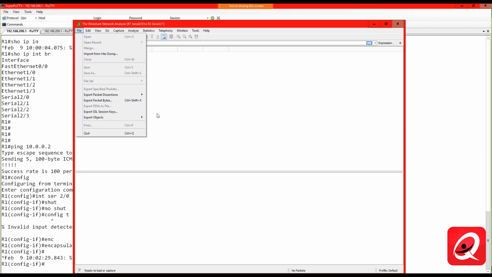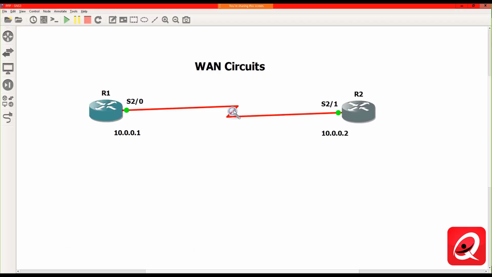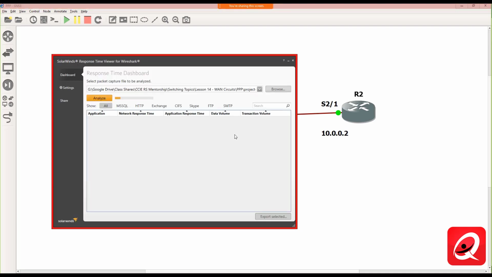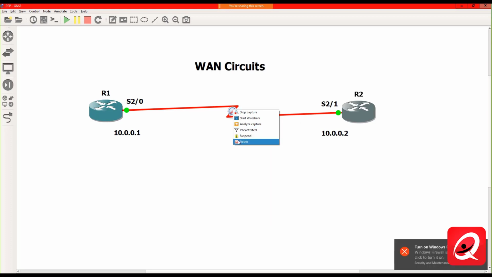Let's go back to our GNS3 here. See if it'll give us an ability to take a look at it in SolarWinds. If not, it's not a big deal. We will see a little bit later on what PPP looks like. We're going to get some debugs with PPP. Let me stop this capture.